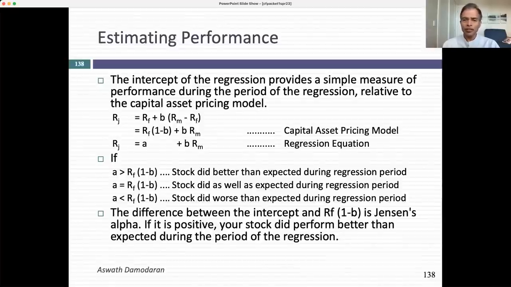So he wanted to test this out. At that time, there were about 125 mutual funds. Amazing, right? That's all they were. He took the 125 mutual funds and computed the Jensen's alpha for each fund by looking at the intercept from the regression versus risk-free rate times 1 minus beta. So if the conventional wisdom was right, what should he have seen as the Jensen's alpha, a big positive number or a big negative number?